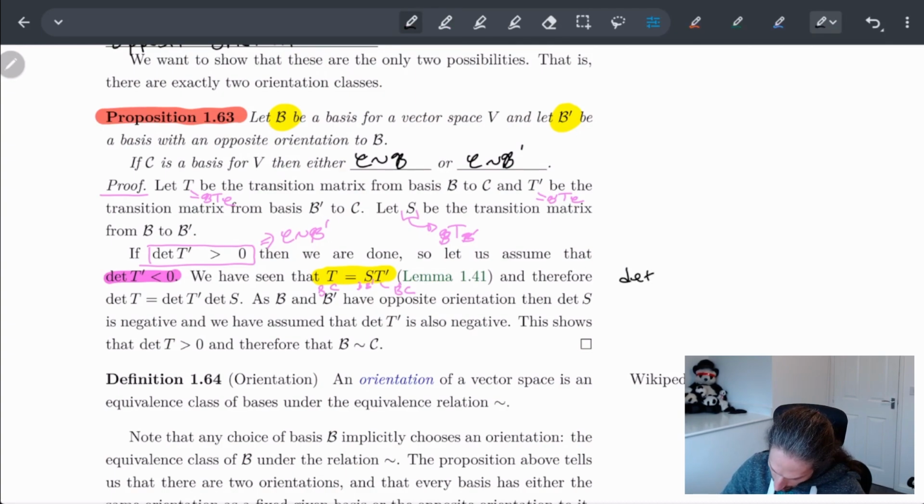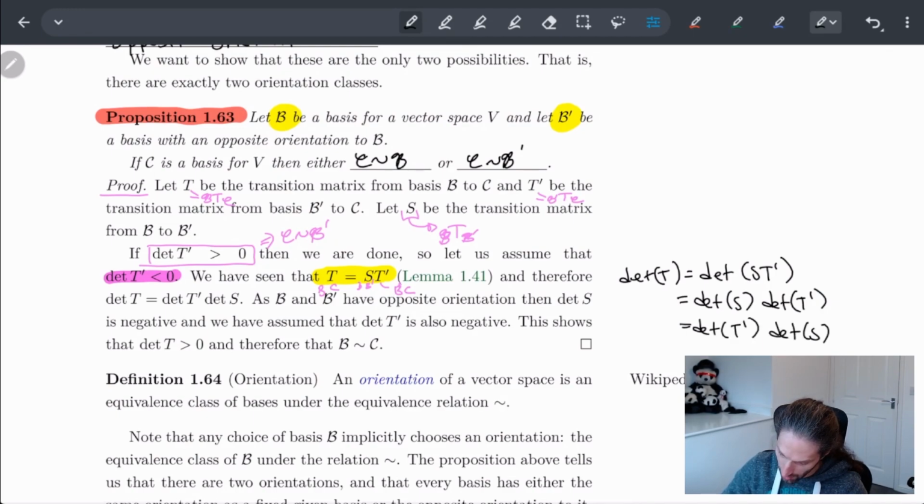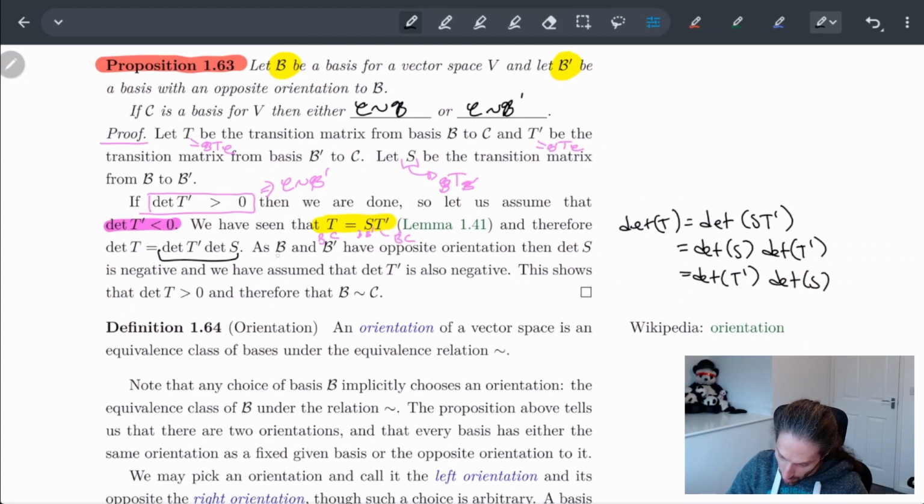So the determinants here, right? If I think of the determinant of T, this is just the determinant of S times T prime, right? These are the same. Therefore, I can split these. And then I can also reverse these if I wanted. This is just big multiplication. In the notes, I have them this way, but it doesn't really matter which way you do them. They'll be equivalent. So now since B and B prime have opposite orientation, we know that the determinant of S is negative.